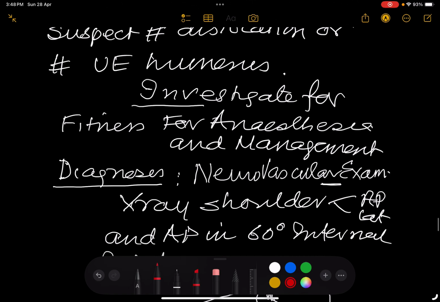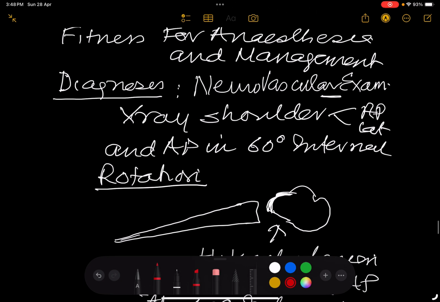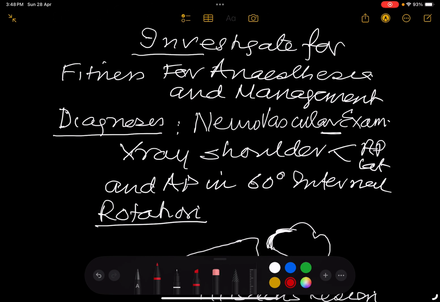You must investigate the patient for fitness for anesthesia and surgery. Sometimes sedation and intra-articular local anesthesia may be sufficient to reduce the dislocation. Before you start reducing it, you must rule out neurovascular damage.